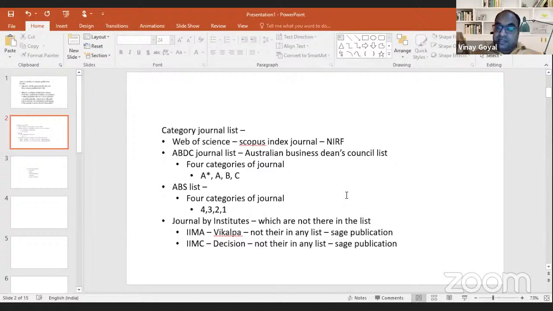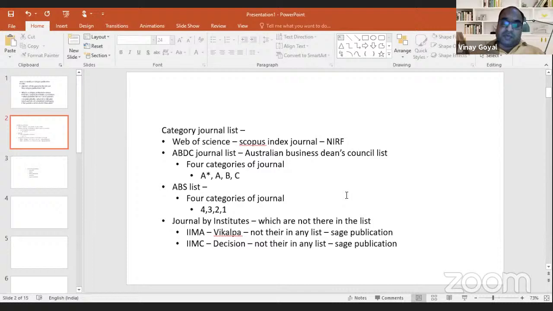But whether globally this will be considered as a category publication or not, this depends on the institute you are applying to, or the place where you are trying to approach for classifying them. Now, why they are not in the list, that question is irrelevant actually, if somebody has that question in the mind.